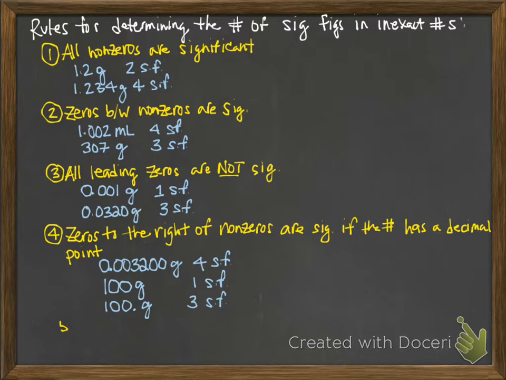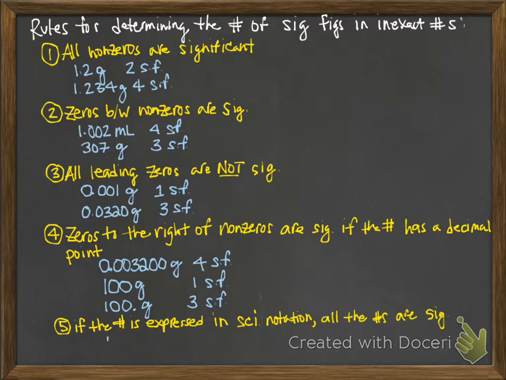All right, so to make those last two, 100 with no decimal point, and 100 with that decimal point, a little easier, we can write the number in scientific notation. All the numbers, when expressed in scientific notation, are considered significant. I'm going to assume you know how to do that. If you don't know how to do scientific notation, you'll need to talk to your instructor or look in your book. So let's look. I have 1.0 times 10 to the 2 grams. So that's 100 grams, but I wrote it in scientific notation. So all those digits, the 1 and the 0, are considered significant. So that then is 2 sig figs.